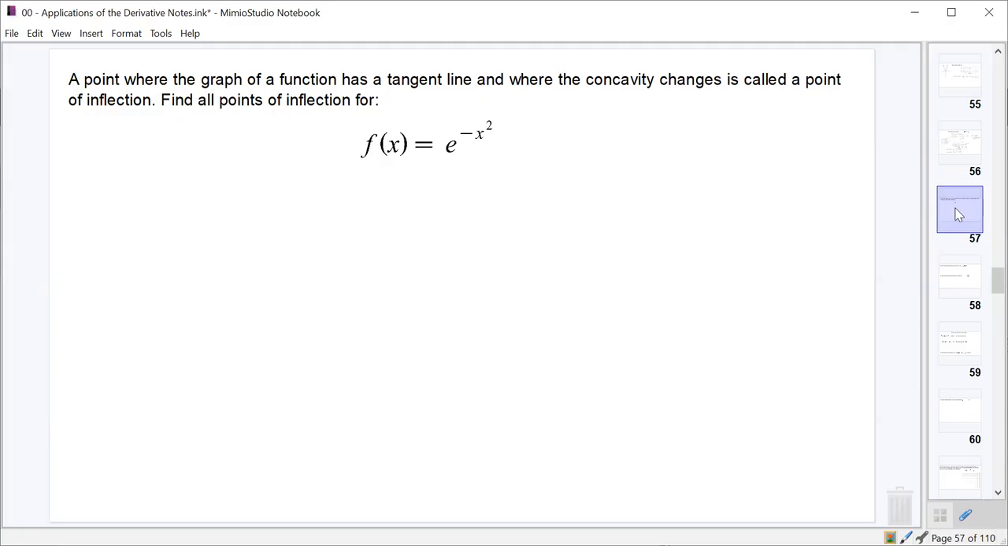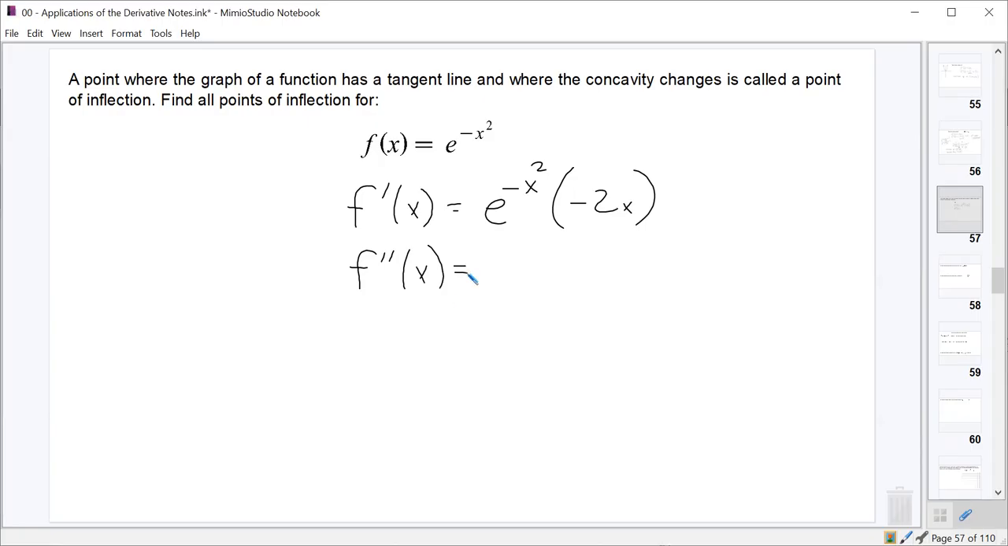So we'll take this function, f of x equals e to the negative x squared. We'll take its derivative, which is e to the u, so e to the negative x squared, times the derivative of negative x squared, which is negative 2x. And then in order to find the second derivative, we'll use the product rule. e to the negative x squared times the derivative of negative 2x, plus the derivative of e to the negative x squared, which is e to the negative x squared times negative 2x, times negative 2x.